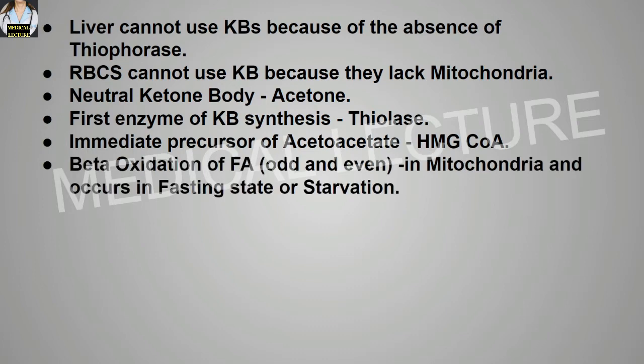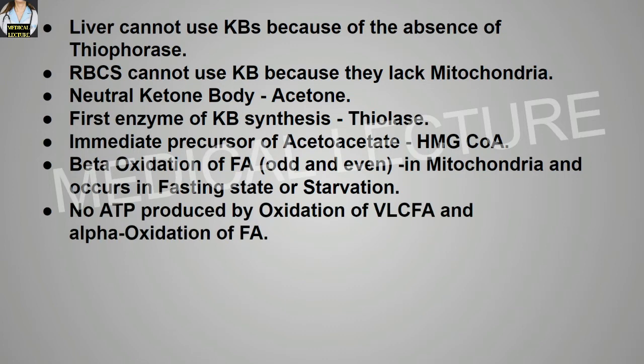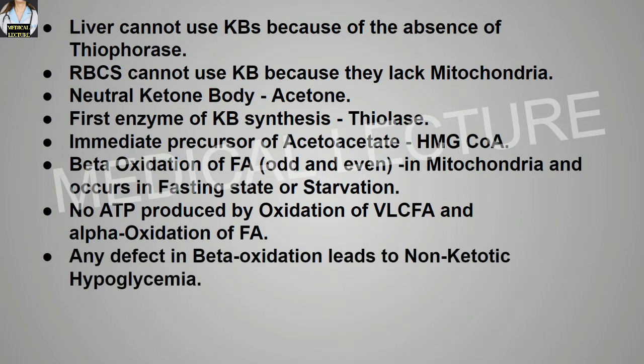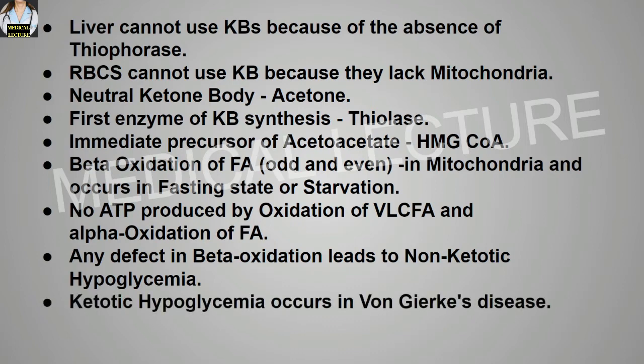Beta oxidation of fatty acids basically occurs in the mitochondria and occurs in the fasting or starvation state. No ATP is produced by oxidation of very long chain fatty acids and alpha oxidation of fatty acids. Any defect in beta oxidation leads to non-ketotic hypoglycemia. Ketotic hypoglycemia occurs in von Gierke's disease.